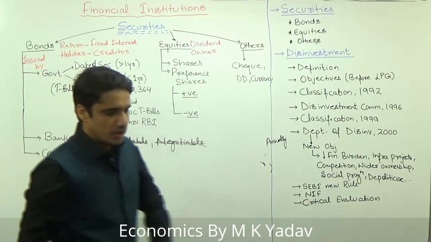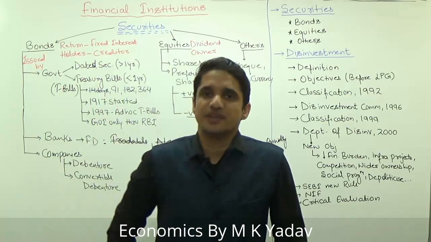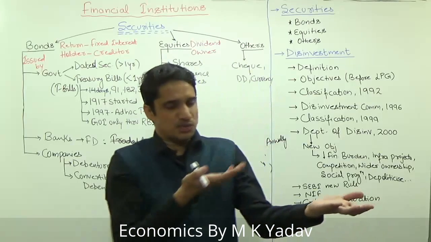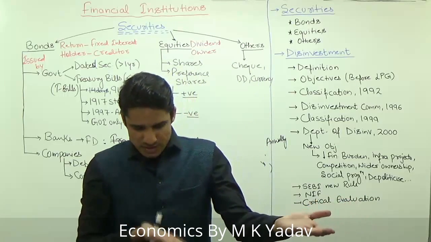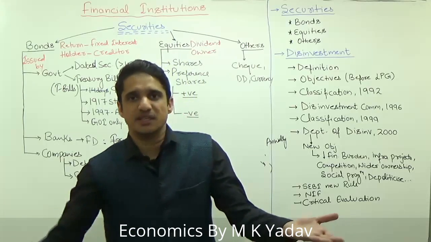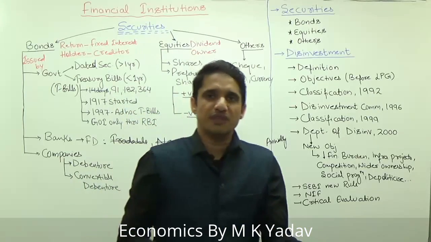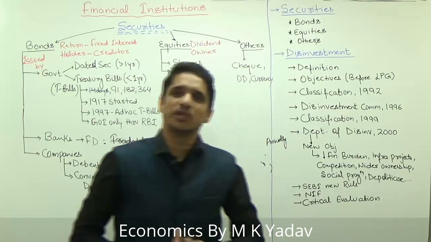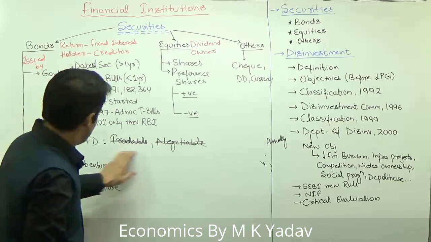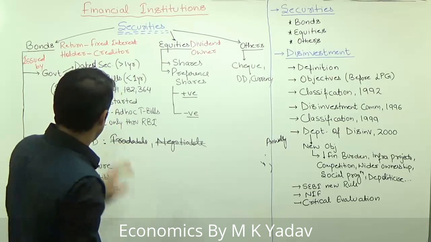Then we have tradable. Suppose you have taken an FD, you gave a loan to SBI and you have the possession of that FD. Now you cannot sell this FD to your friend. It is not tradable. That particular FD will mature in your name only. It is not transferable, so it is not tradable. So these are the two major characteristics of the FD.